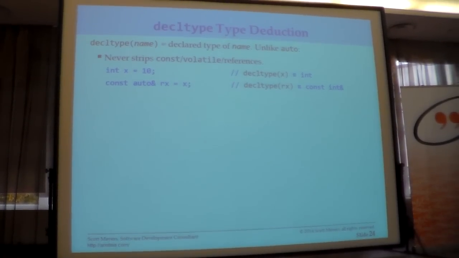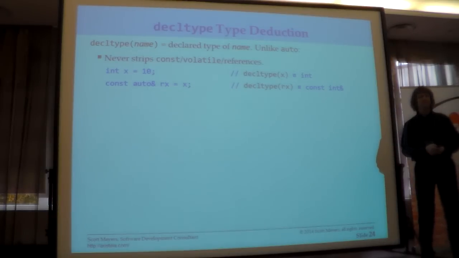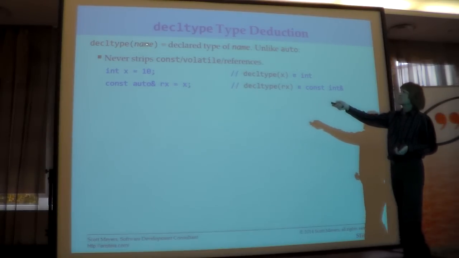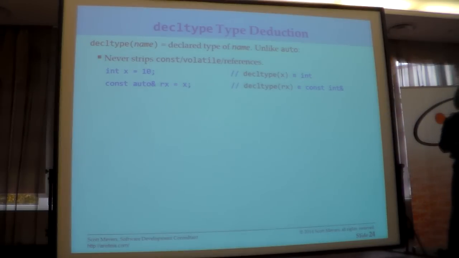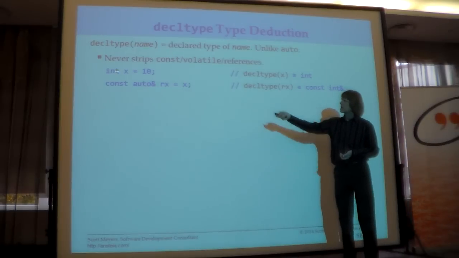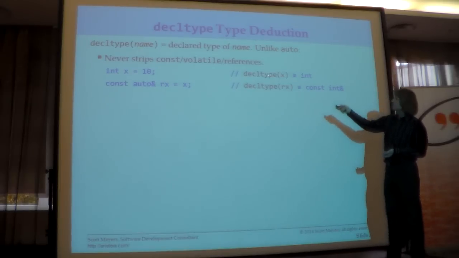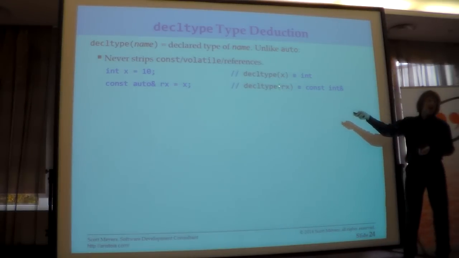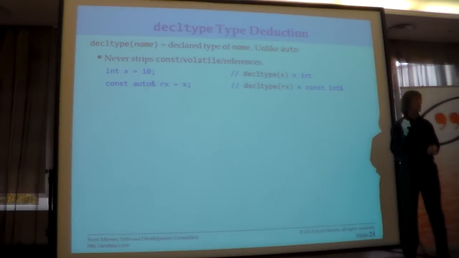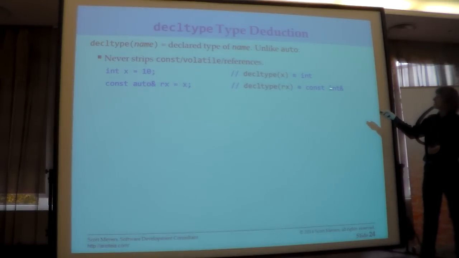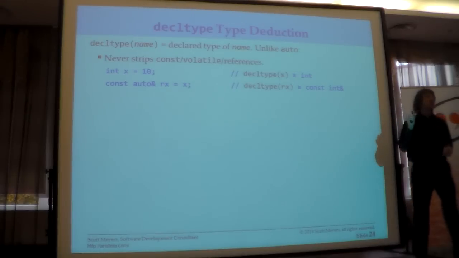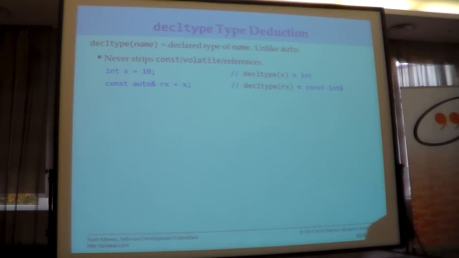Another way of type deduction is decltype type deduction. This is introduced with C++11. If I say decltype of some name, then this will give me the actual declared type of the name. So in this case, if I have x as an int and rx is a reference to a constant int, decltype of x is just int. Decltype of rx is exactly what its declared type is. So decltype of rx is reference to constant int. Decltype doesn't throw away references, doesn't throw away const, doesn't throw away anything.